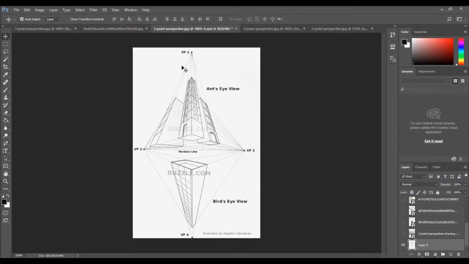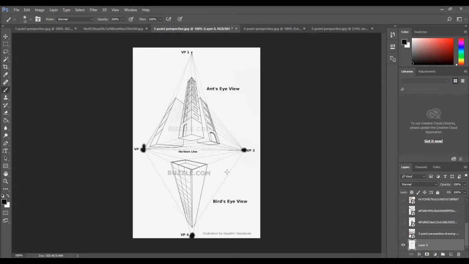Okay, in this situation, if we consider these three points, vanishing point 1, vanishing point 2 and vanishing point 3, it gives us an ant's eye view, like we can see from the ground. The vanishing point is in the sky. But if we talk about one vanishing point here, a second vanishing point here, and a third vanishing point below the horizon line, it gives us a bird's eye view. Bird's eye view we can see from the top.